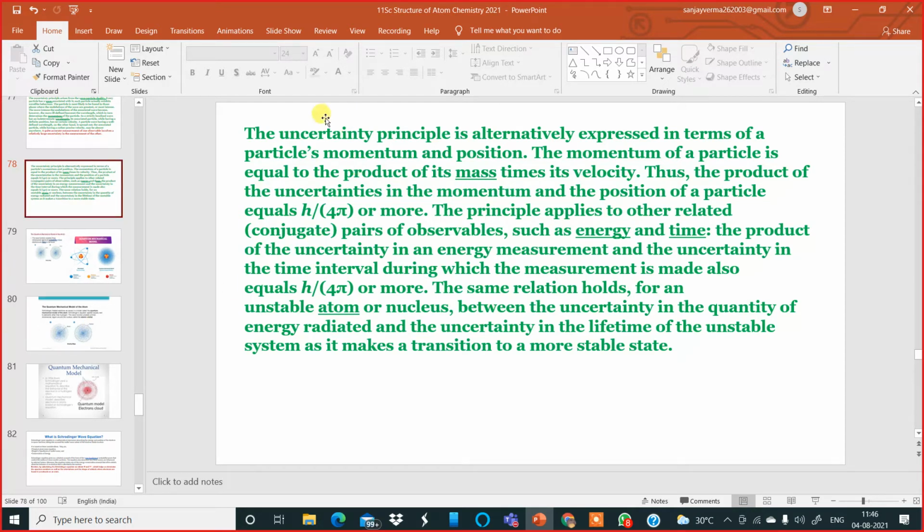So if you look at this slide over here, the uncertainty principle is alternatively expressed in terms of a particle's momentum and its position.